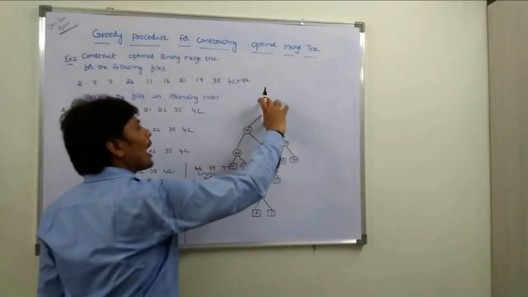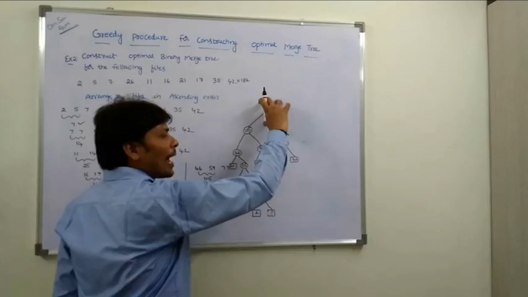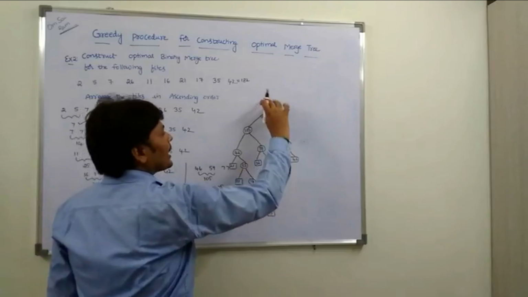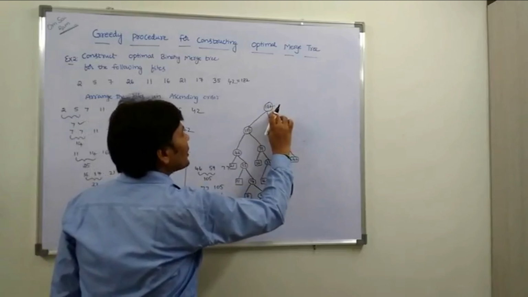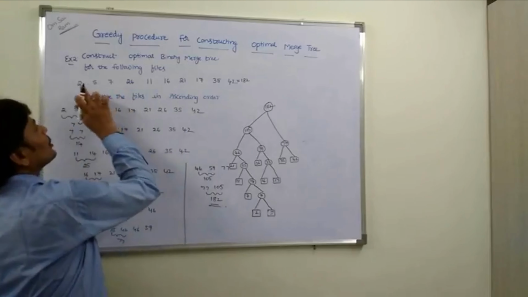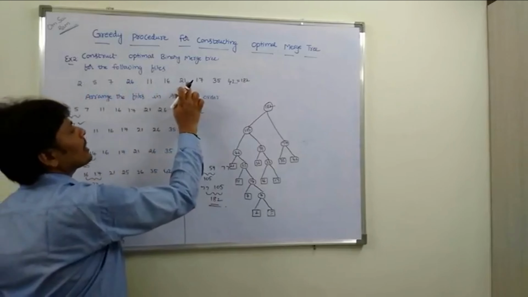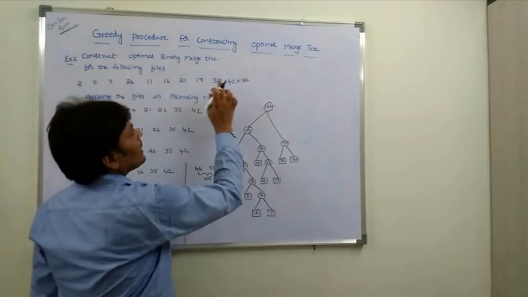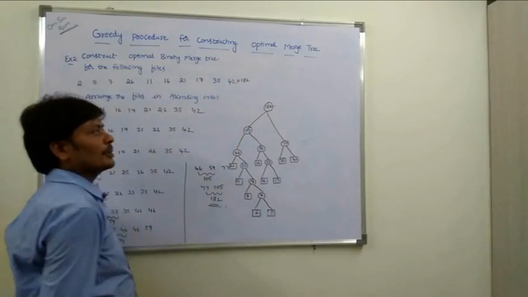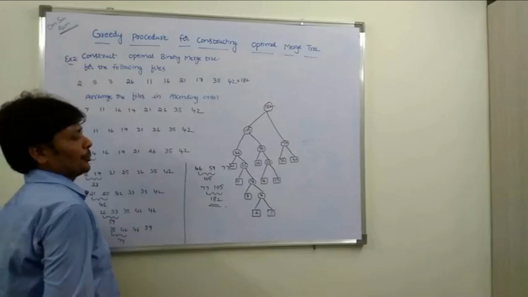So this root node contains the value 182. This 182 value can be obtained by 2 plus 5 plus 7 plus 26 plus 11 plus 16 plus 21 plus 17 plus 35 plus 42, that is equal to 182.